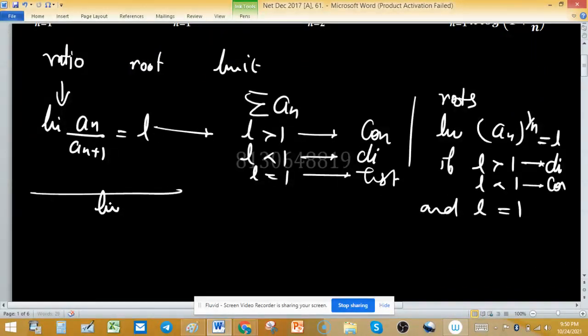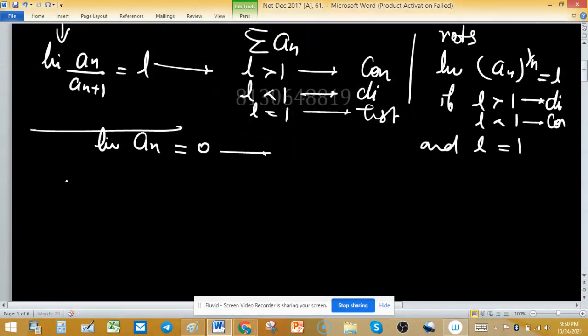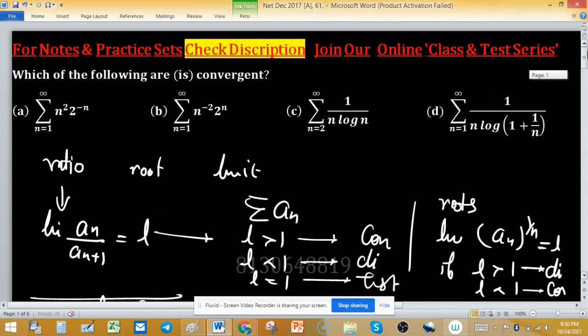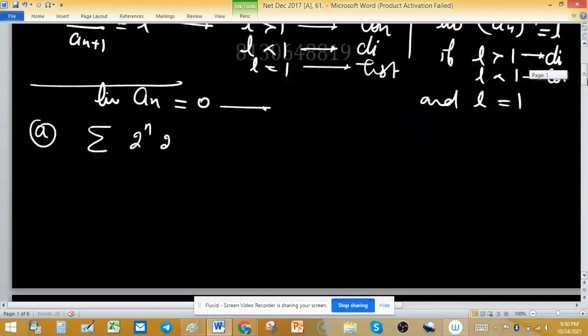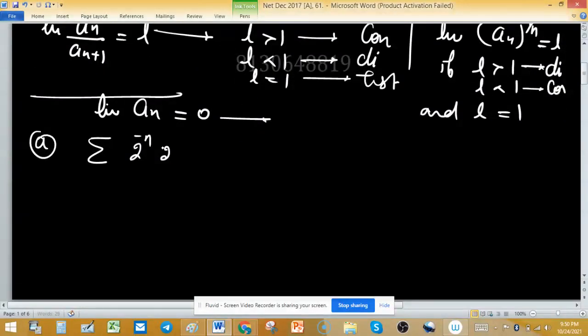For every convergent series, if the series is convergent, then the limit of a_n is always 0. If the limit of a_n is not 0, then directly we can say the series is divergent. So we will check each option one by one and predict the convergence. The first series is given as, sorry, not 2 raised to the power n, it is 2 raised to the power minus n into n square.